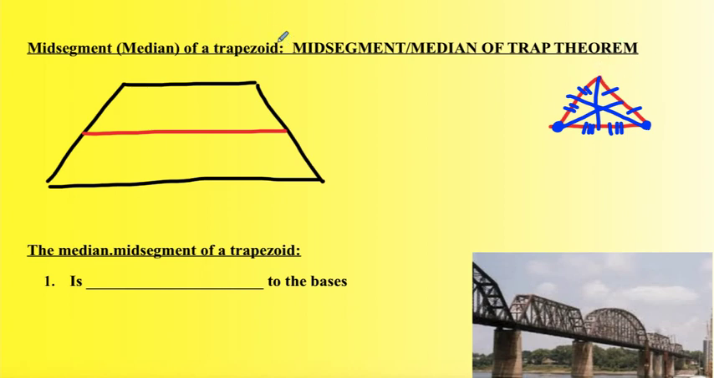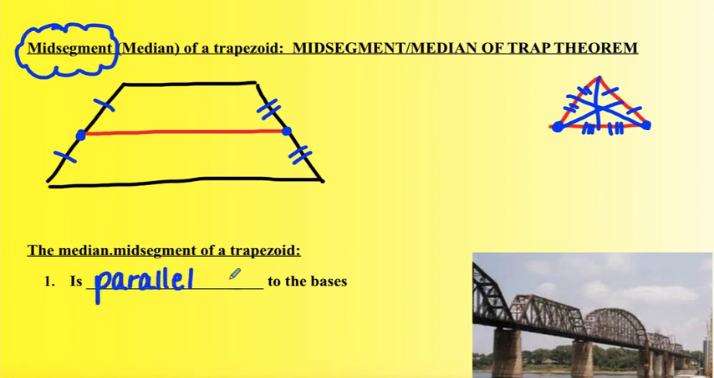Well, the median of a trapezoid, sometimes referred to as the midsegment. I'm going to use both because books use both and tests use both. Median or midsegment of a trapezoid. It does, in fact, hit each side at its midpoint. Okay? So these points right here are at the midpoint. And it's also parallel to the bases. Okay? So it's parallel to the bases.